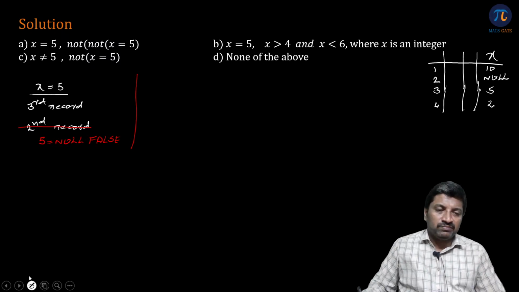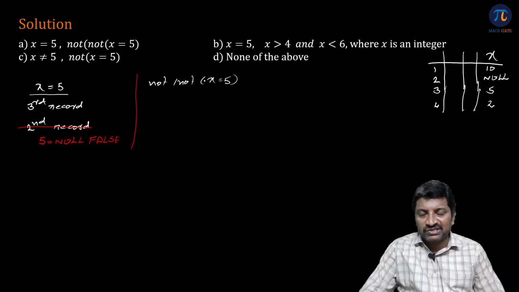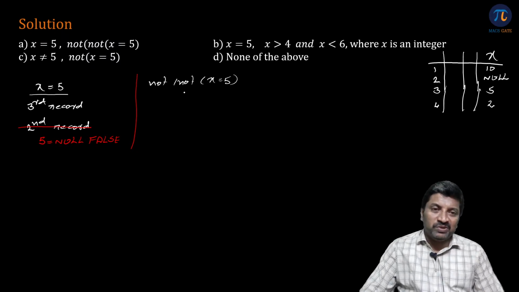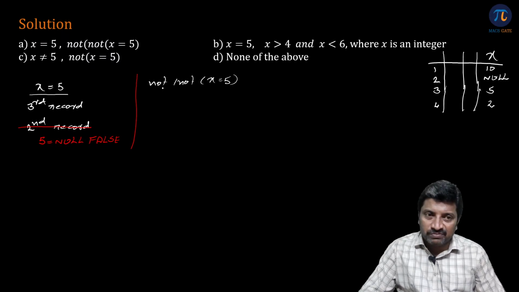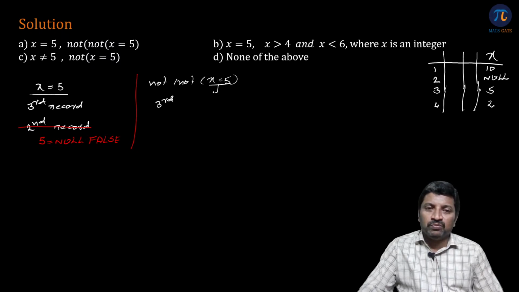What about second one, sir? Not of x equal to 5. Sir, it is like minus of minus equal to plus 5 only, but whenever there are values, the third record should come, sir, because first it will give true, then it is false, then it is true. So third record will be displayed.